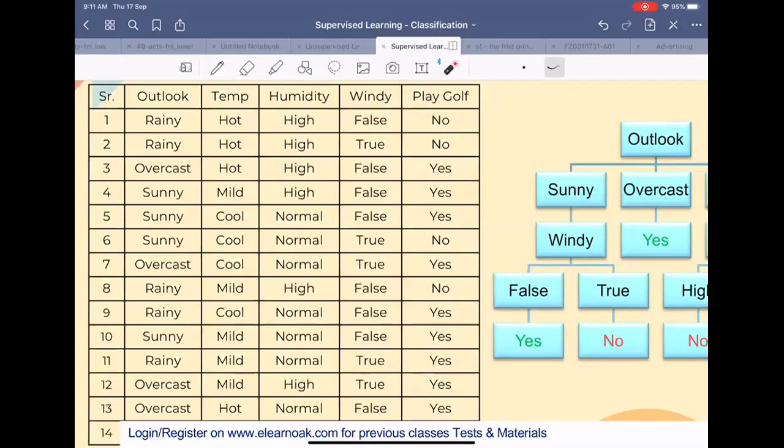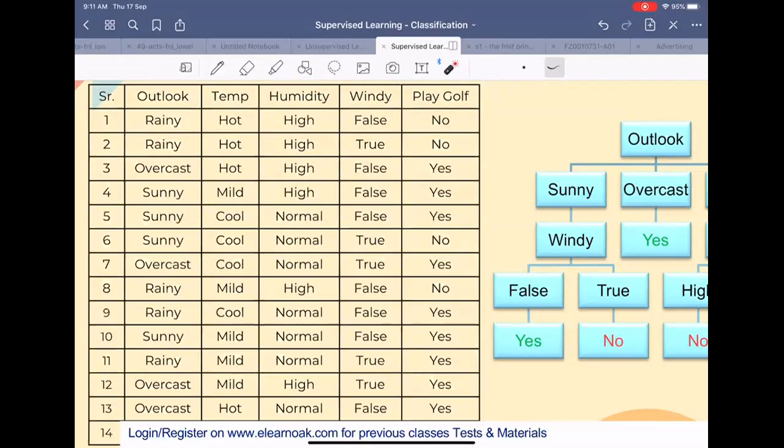The data says that depending upon these environmental conditions, we will decide if it is a good day to play golf or it is not a good day to play golf. As I said, this is artificial data, not important. Nonetheless, we are looking at it to understand some concepts.